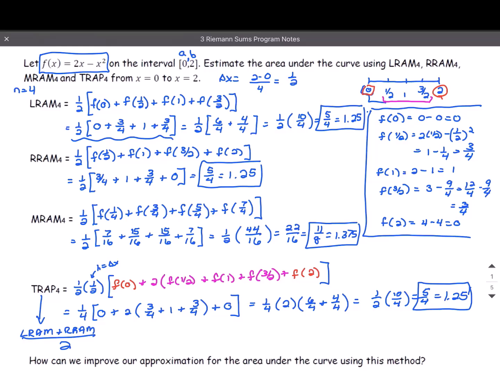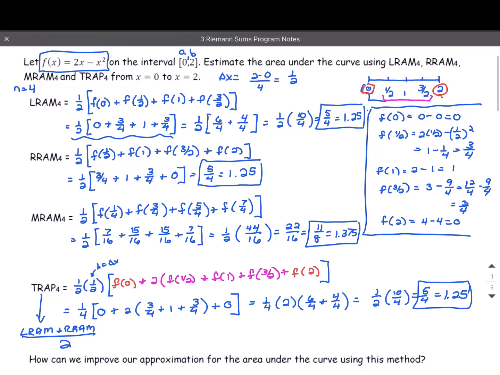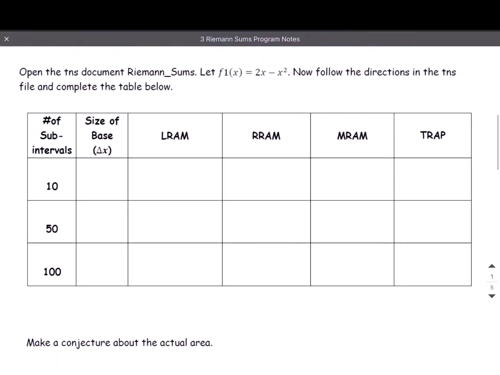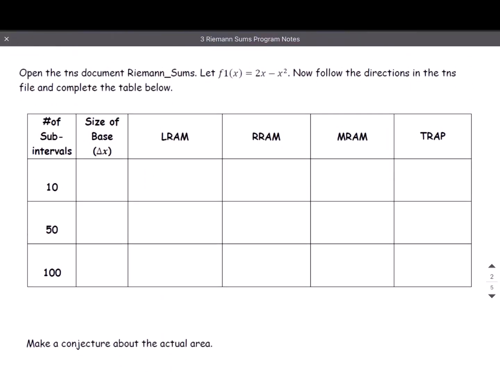By using these same 4 methods. And we've discussed this before about using more rectangles or even more trapezoids. The problem is it becomes very cumbersome to do those calculations. So what we're going to do is go to our calculators and open that TNS document that I sent to you, the Riemann sums document. I'm going to teach you how to use it, and we're going to find the LRAM, the RRAM, the MRAM, and the trapezoid values when n is 10, 50, and 100 subintervals. Imagine having to do that by hand.